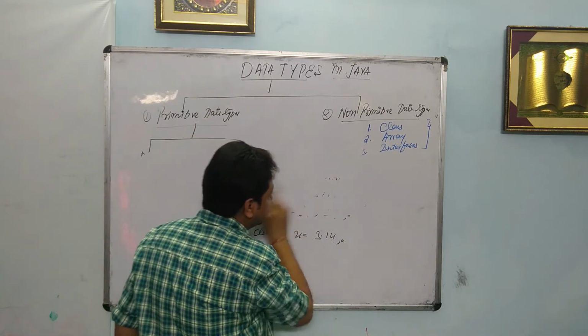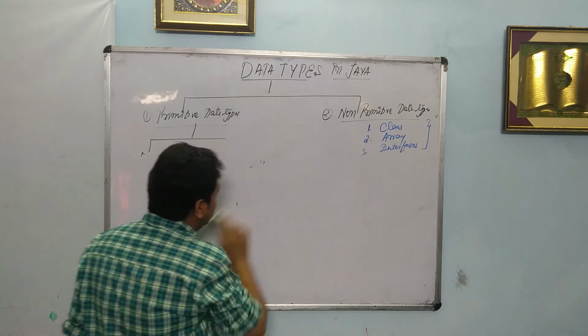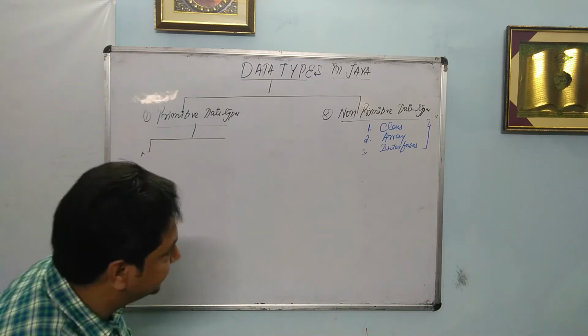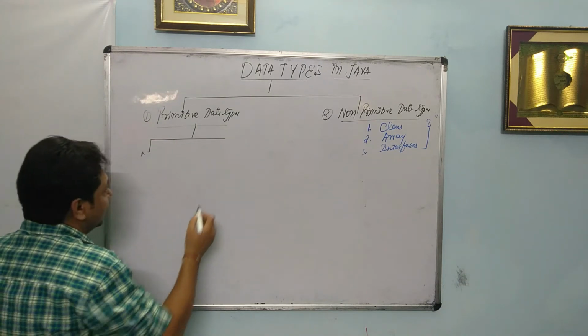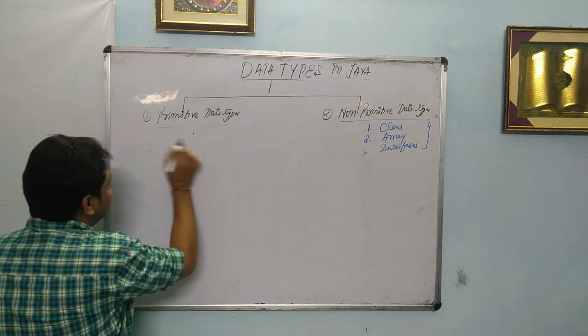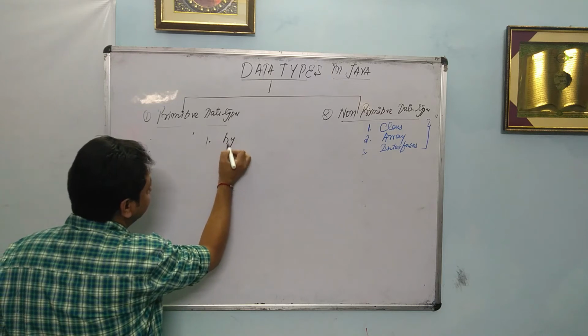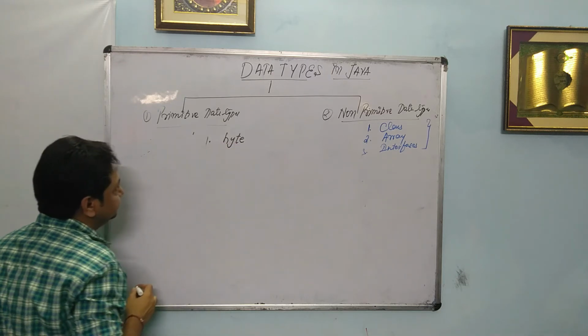Next, what are the default values of primitive data types? It is also very important. Number one is byte.